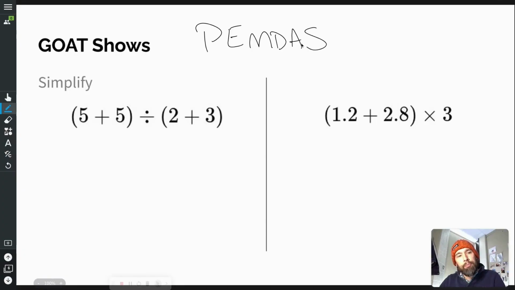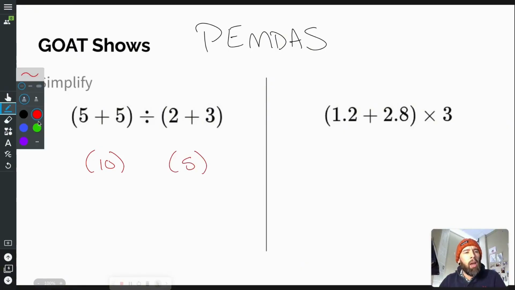PEMDAS. Let me see. Parentheses, parentheses. Okay, so 5 plus 5 is 10. So inside parentheses again, 2 plus 3 is 5. And then that division sign drops down.